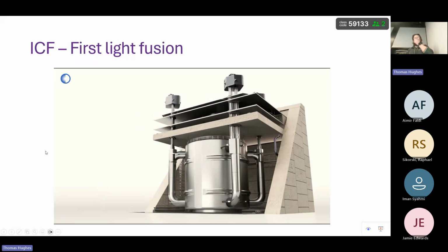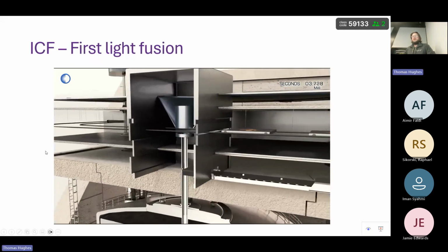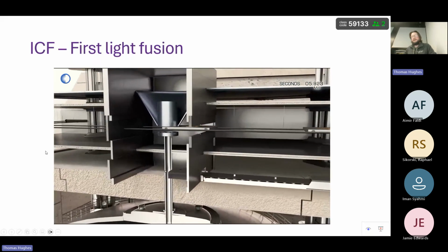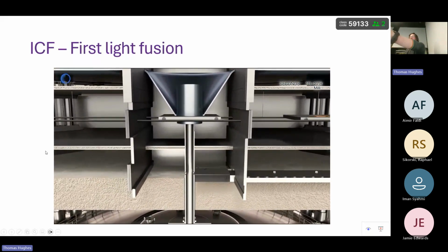So here's sort of what they're doing. It's 50 meters tall. Here's where they actually load the thing they fire at the pellet at the top. At the bottom, you can see the little white cubes going in. That's the actual fuel.